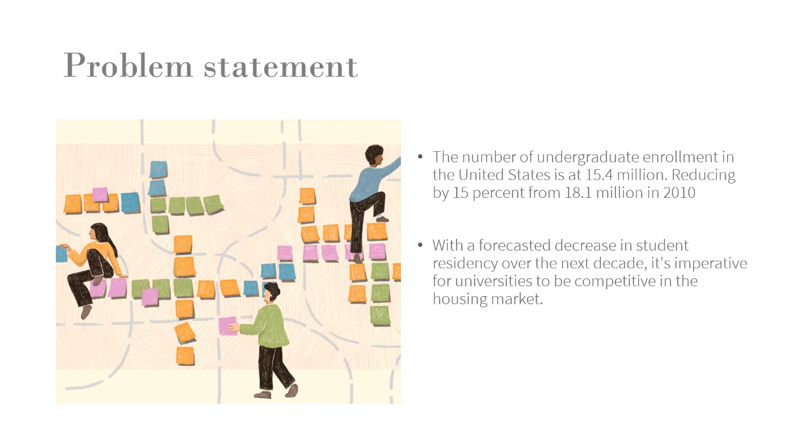The problem statement. The number of undergraduate enrollments in the United States is at 15.4 million, reduced by 15% from 18.1 million in 2010. With a forecasted decrease in student residency over the next decade, it's imperative for universities to be competitive in the housing market.